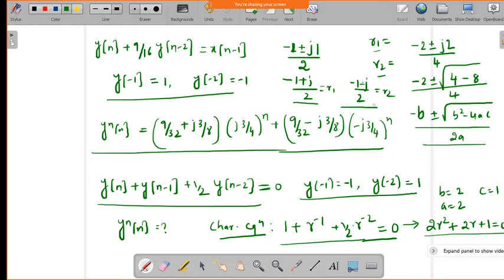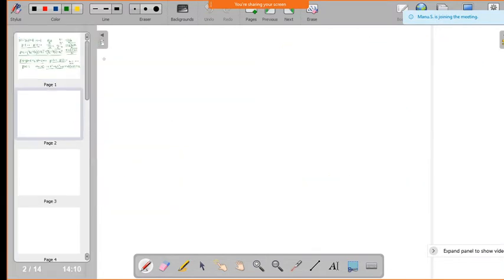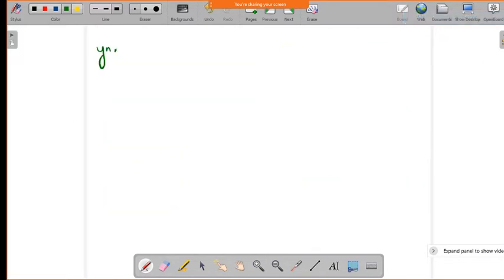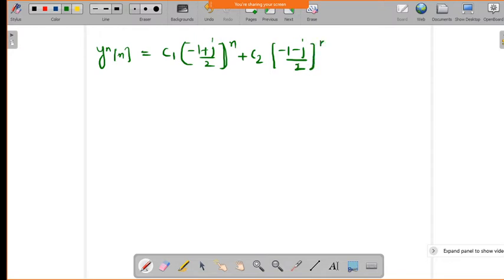So got it? Okay. Now take this and write the natural response equation, the solution of that natural response, which is given by y of n equal to C1 into minus 1 plus j by 2 power n plus C2 into minus 1 minus j by 2 to the power of n.